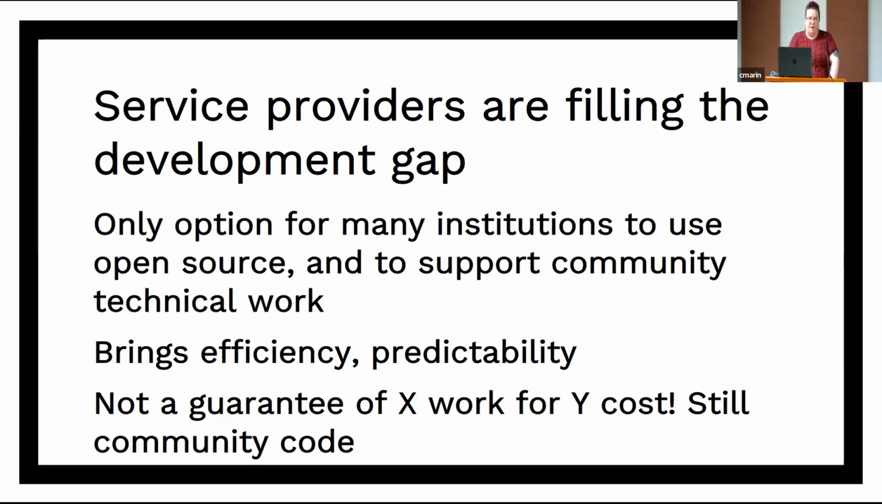So we have to think about how to make sure that we have a healthy ecosystem of service providers. That can bring some efficiency and some predictability. But I want to make sure you know that working with a service provider for community code, there's no guarantee that they will get X thing done for Y cost, because it's still community code. There's all kinds of surprises that they come across as they do their work. So again, estimates are hard.